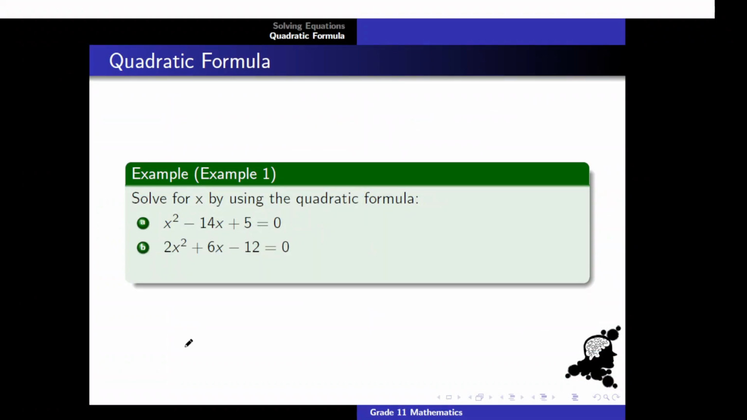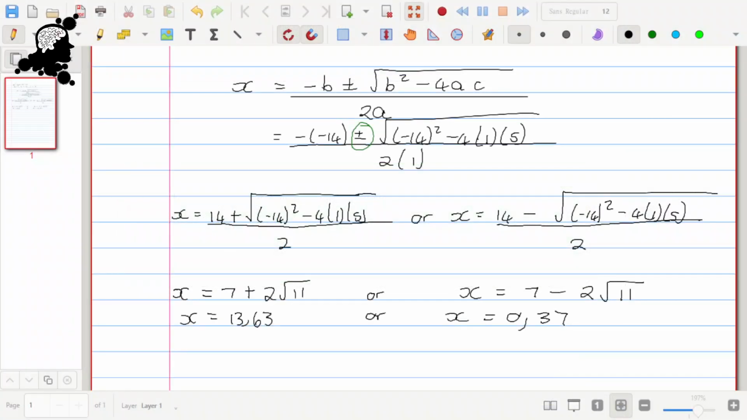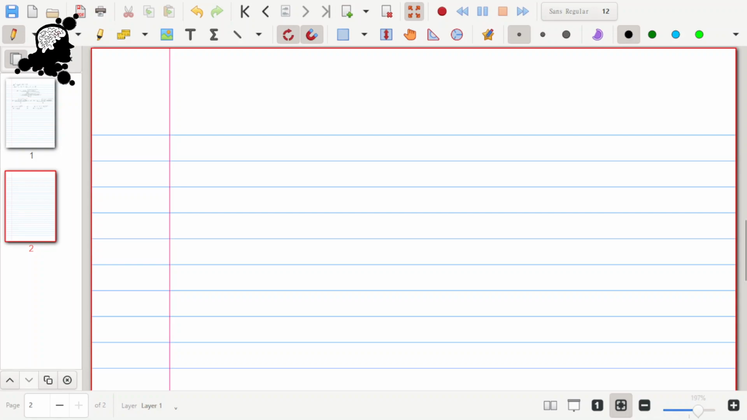So, in the next question, we've got 2x squared plus 6x minus 12 is equal to 0. So let's try this one out. For the purpose of this question, I'm just going to open a new sheet of paper so that we've got everything nice and clear. All right, we have got 2x squared plus 6x minus 12 is equal to 0. Once again, the first thing we need to do before answering the question is identify the values of a, b, and c.